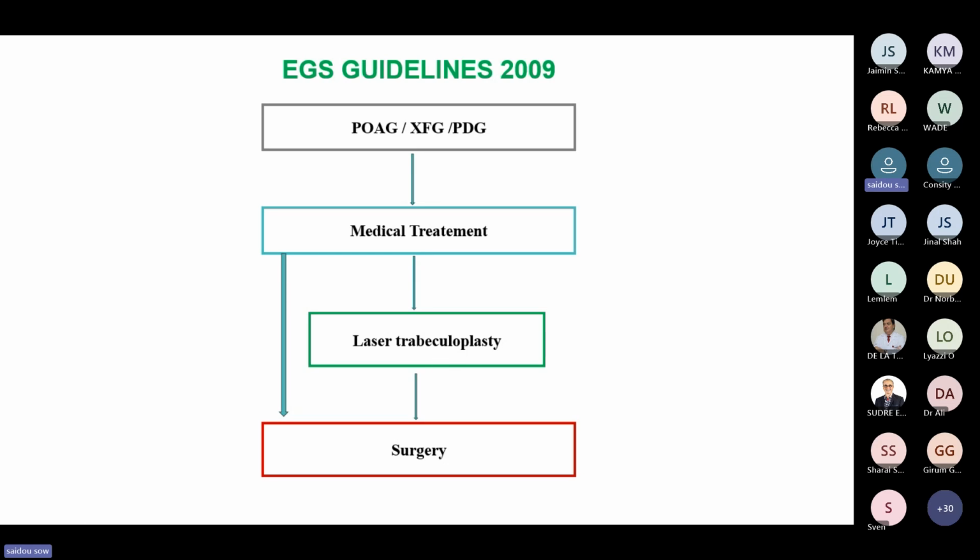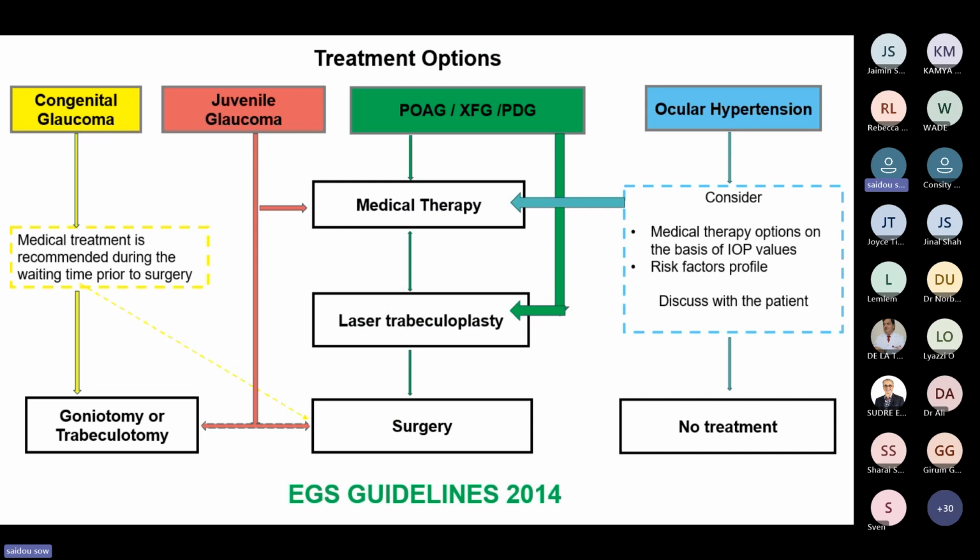And in 2014, the recommendation had changed a little regarding the place of SLT. You see here, in case of primary open-angle glaucoma, pseudoexfoliative or pigmentary glaucoma, we put medical treatment first, then we put SLT, and then surgery. So the laser was no longer optional. In case of ocular hypertension, we can also propose medical therapy and then laser trabeculoplasty.